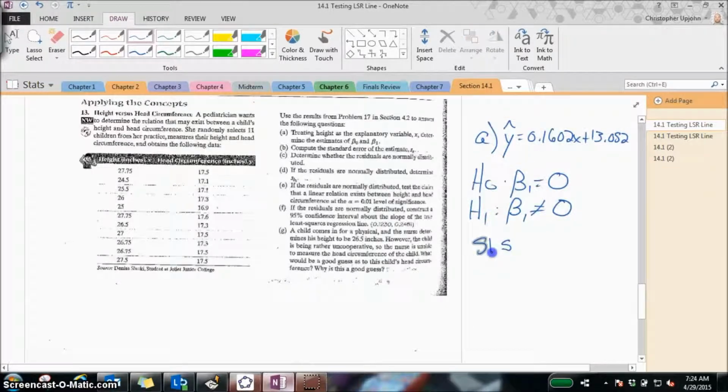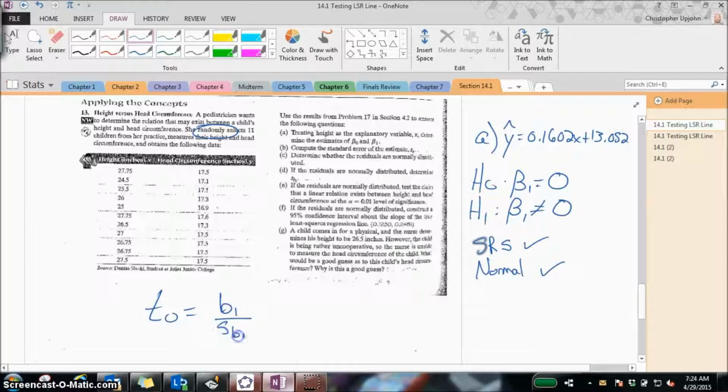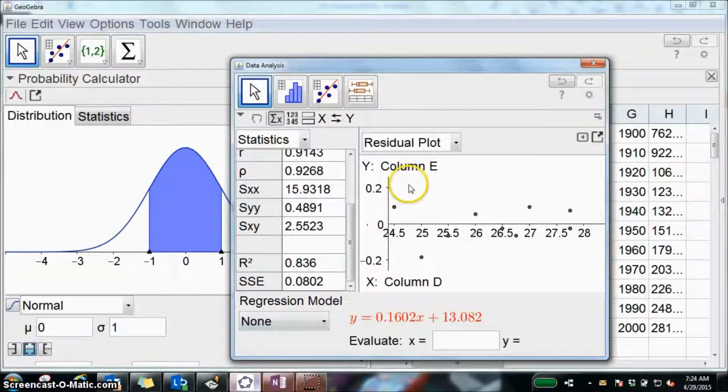Simple random sample. We said randomly selects. Normal, yes, because we checked it. And we need to keep on moving with our hypothesis. So it's a two-tailed test. We need to find our t naught, which is B1 divided by our SB1. Now we need to find those. Well, we have B1, it's up here. And we need to find our test statistic, our p-value, and all that. Well, the calculator and GeoGebra do that for us.